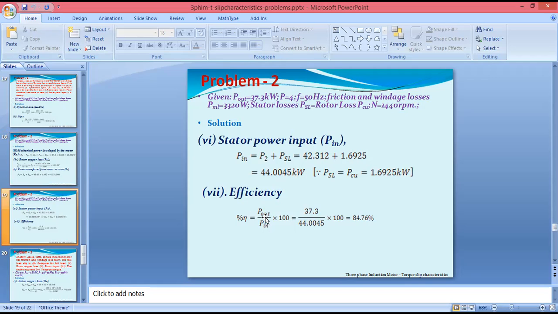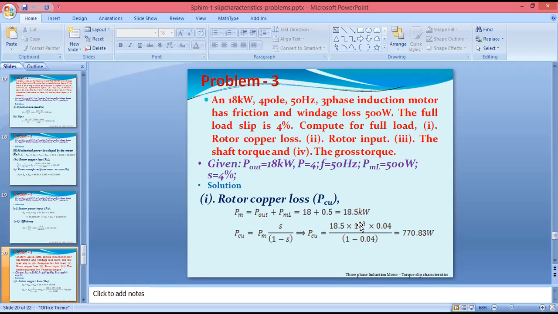Efficiency is output power upon input power. If you put these values for output power and input power, you will get the efficiency, that is 84.76%. Again, we can see another example. It will be also similar. We will share this PPT with you. You can practice yourself at home.